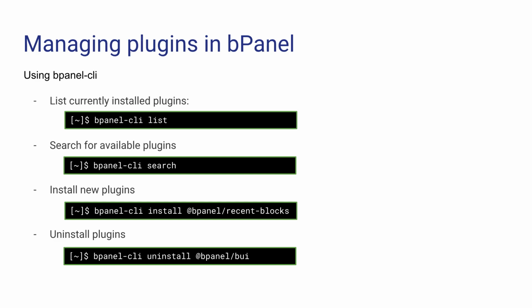In the .bpanel directory there's a config.js file, and you can add plugins there. The format for GitHub would just be the org or the user slash the repo, and it'll install from there. It also supports local plugins.